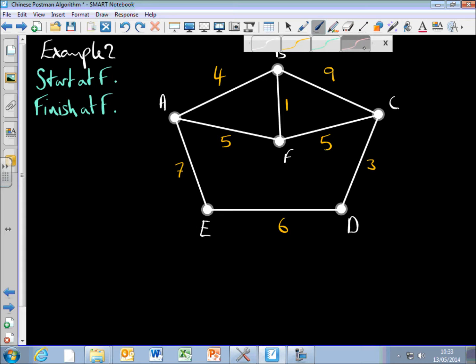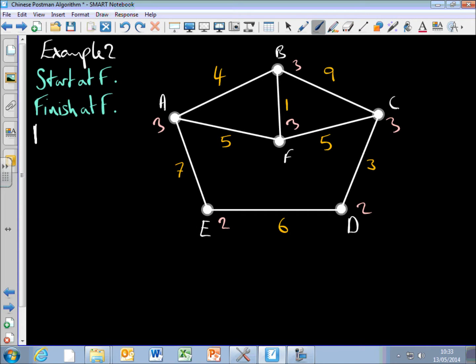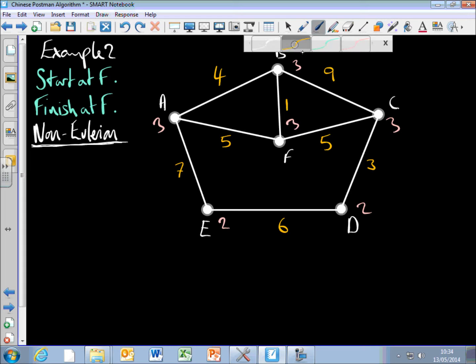So the first thing I'm going to do is look at the order. There's an order of 3 here, 2, 2, 3, 3, and 3. So this type of graph is non-Eulerian, which means that it's not going to be possible for me, as it is, to start at F and finish at F. So what we're going to do is exactly the same as in the previous example. We're going to pair up the odd vertices, and add in the edges that we're going to do more than once, but make them as small as possible. So the first thing to do, like in the previous question, is identify the odd vertices.